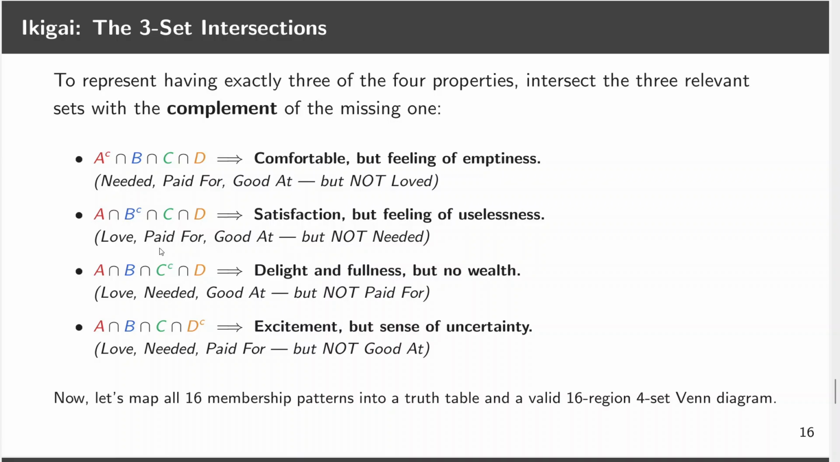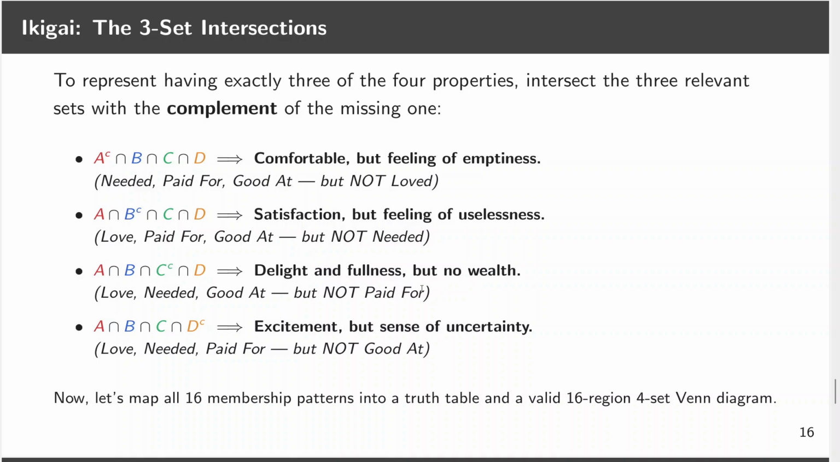The region where you love what you do, the world needs it, and you are good at it, but you cannot be paid for it. Mathematically, A intersect B intersect C complement intersect D. This brings delight and a sense of fullness. You feel purposeful and skilled and passionate. But without financial sustainability, there is always anxiety, always precarity. No wealth to speak of.